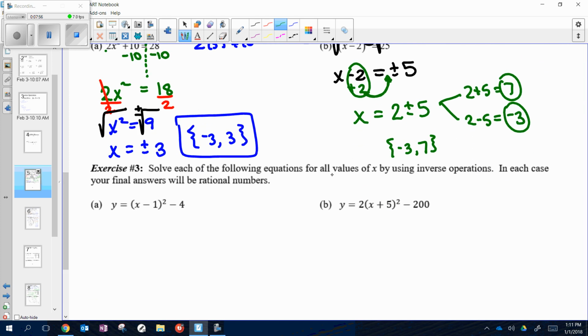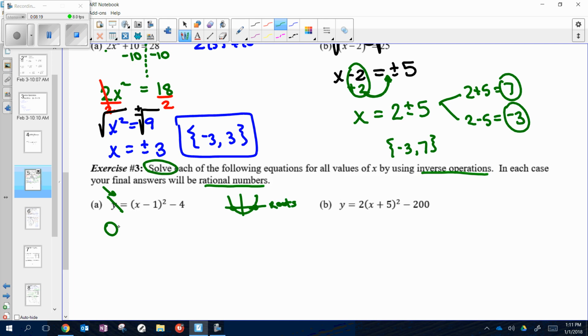Exercise 3, for each of the following equations, we're going to use inverse operations, and your answers again are going to be rational. So inverse operations, here we go. This time when we solve, you got to notice you have a y here, and you got to remember that solving a quadratic is all about finding the zeros, or the roots. So we have to replace our y with 0.